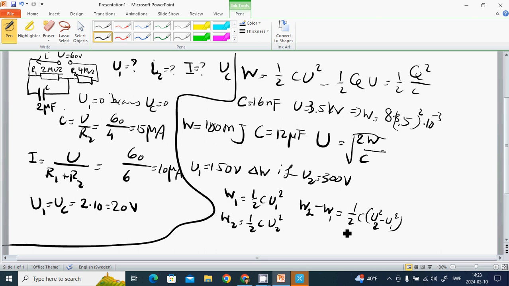We can tell that W2 divided by W1 equals U2 squared divided by U1 squared. It is 4, because the voltage is doubled, so W2 is 4 times bigger, and W2 minus W1 equals 3 W1.